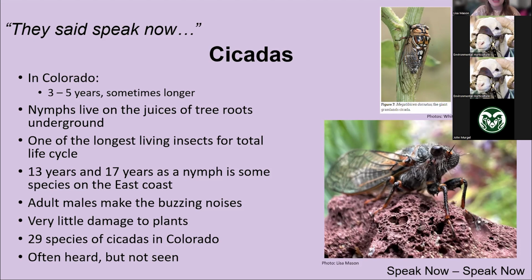Here in Colorado, we actually have 29 species of cicadas. 29. But most of our cicadas live a 3 to 5 year life cycle. So they're just going to emerge every year. If you hear that buzzing, that is the males trying to attract a mate.